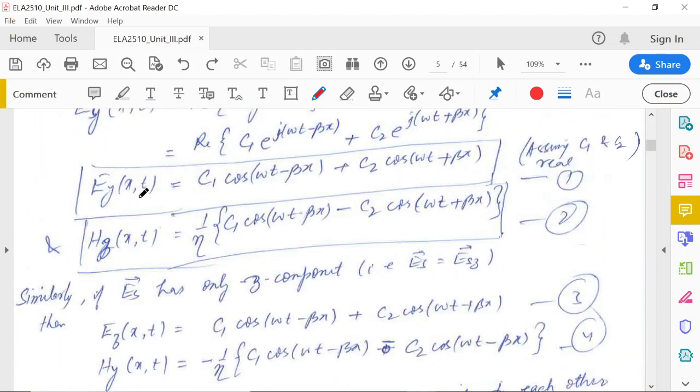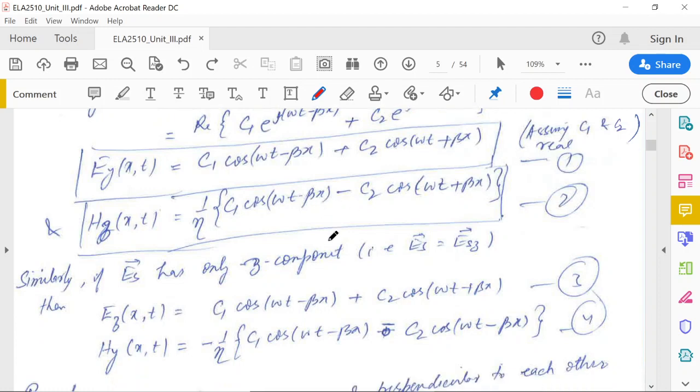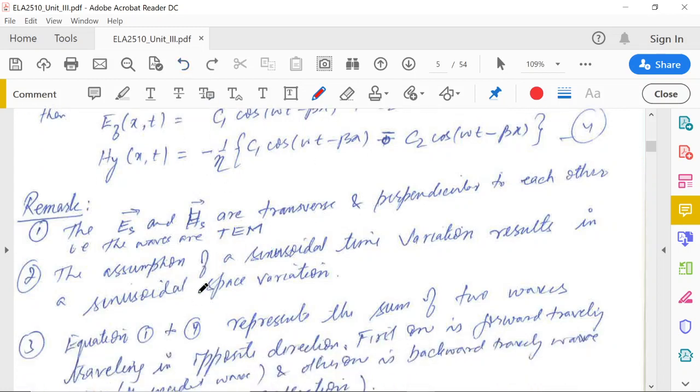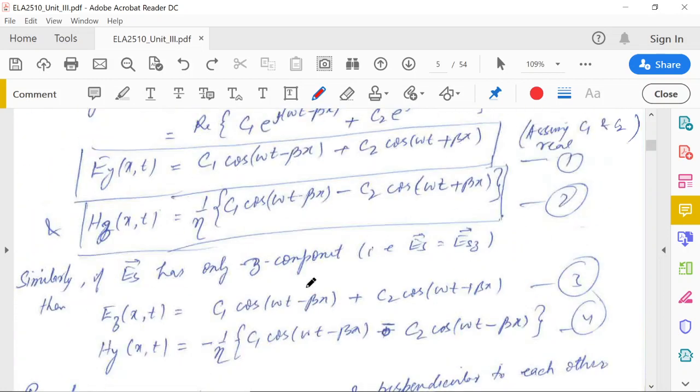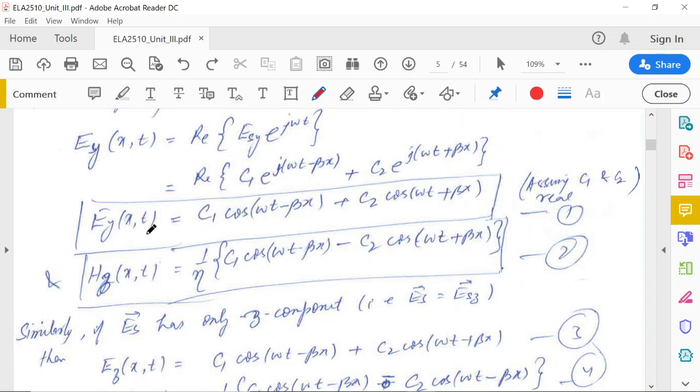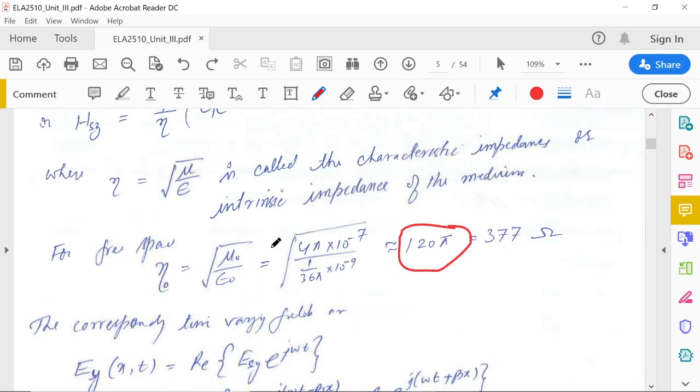So Ey and Hz come out to be perpendicular, and they are called transverse, so we call them transverse electromagnetic fields, the TEM waves. This is a very important term. And then the assumption of sinusoidal time variation results in sinusoidal space variation. So we have assumed time harmonics, and what we are getting is that the fields are sinusoidal in nature.